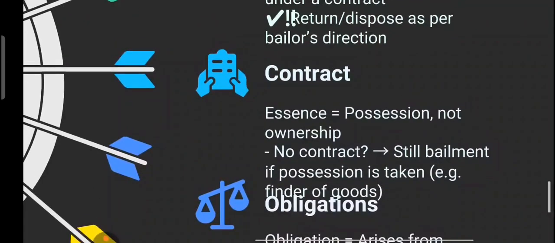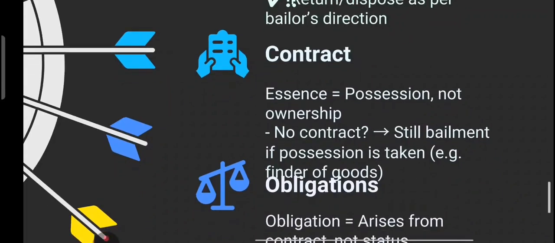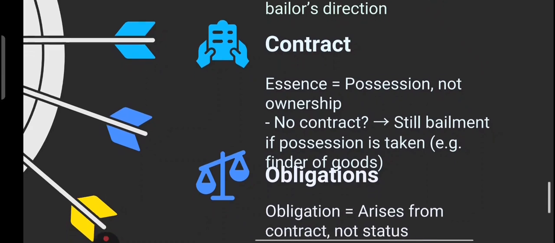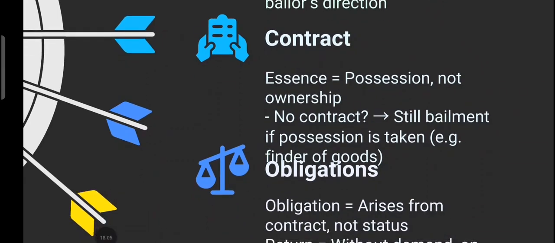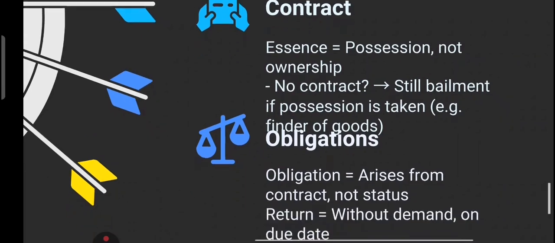If we look at the nature of the contract, what is crucial here is the possession, not the ownership. Even if there is no formal contract, like in the case of someone finding lost goods, bailment can still arise if possession is taken with responsibility. So possession is very crucial here, not ownership. Even if there is no formal contract, like someone finding lost goods, is there any contract? No. So bailment can still arise if possession is taken with responsibility.